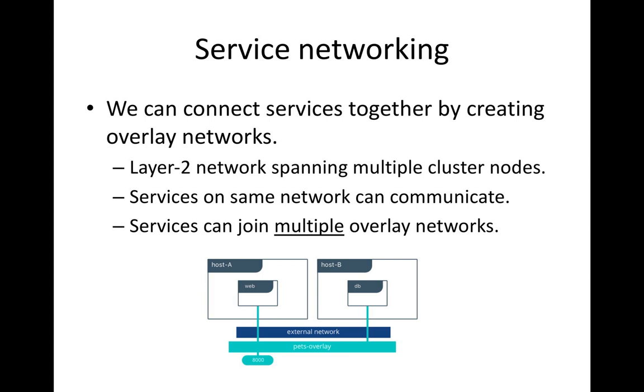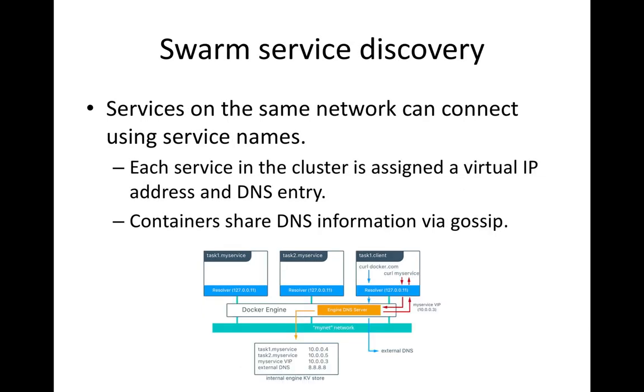The services that we create within the cluster have to join at least one overlay network, but they can join multiple overlay networks, so they can communicate with different services that are on different overlay networks and be attached to multiple networks simultaneously. The Docker Swarm platform provides us with a built-in service discovery mechanism, which is a really important part of a container orchestration platform.